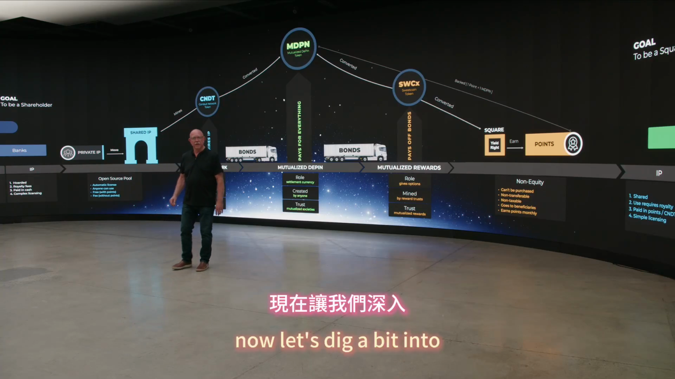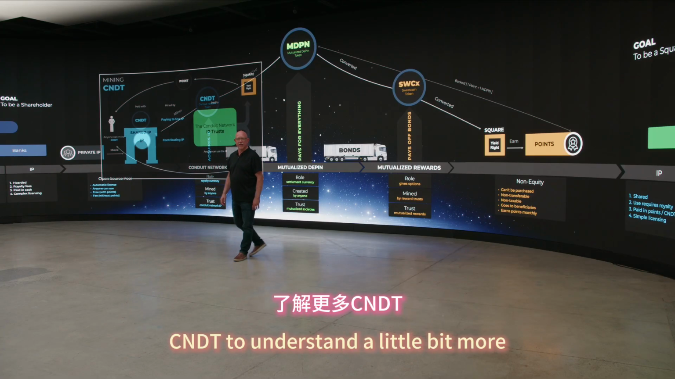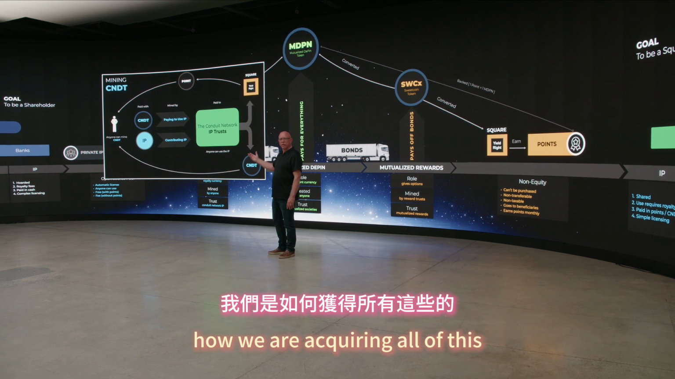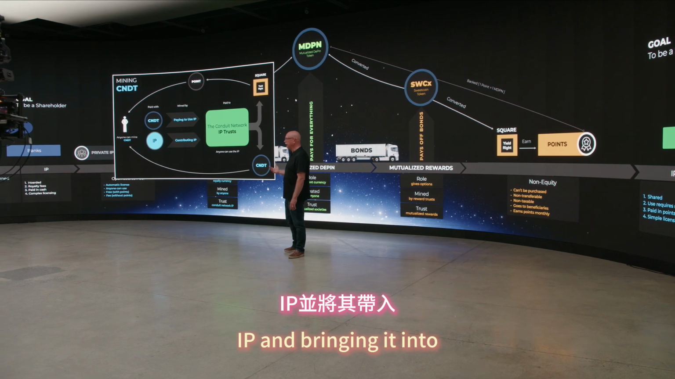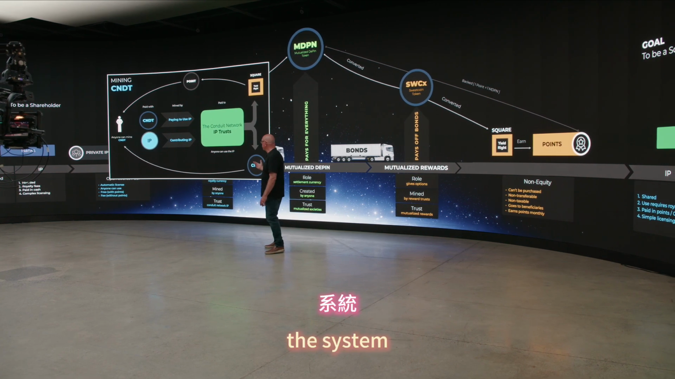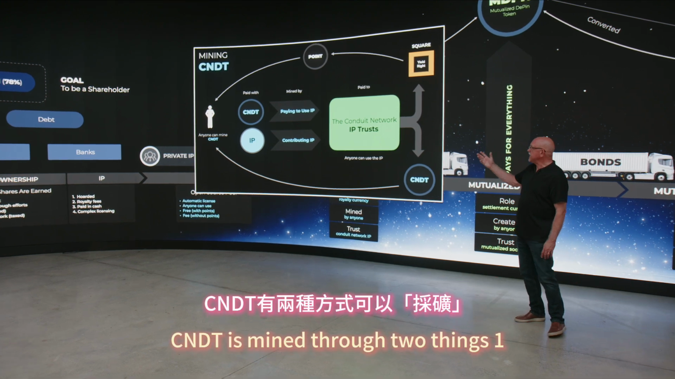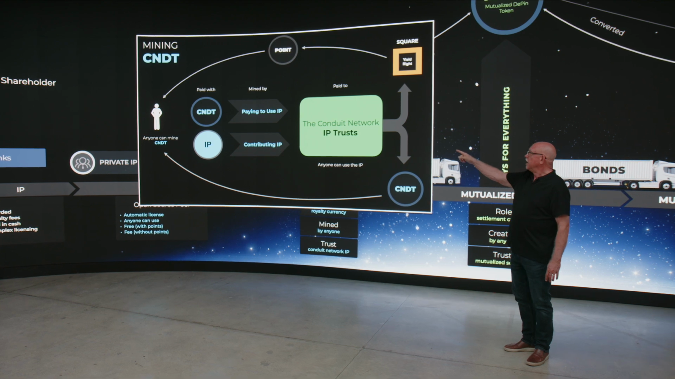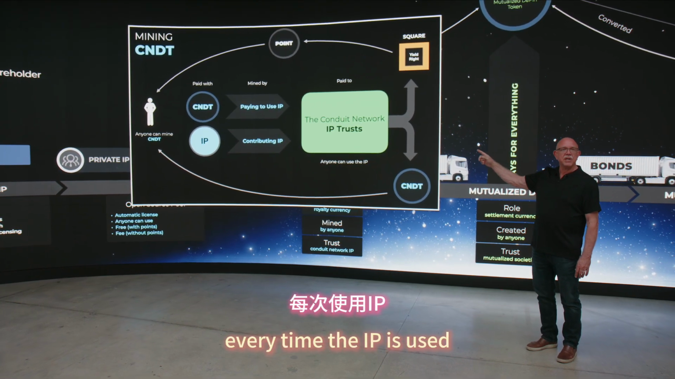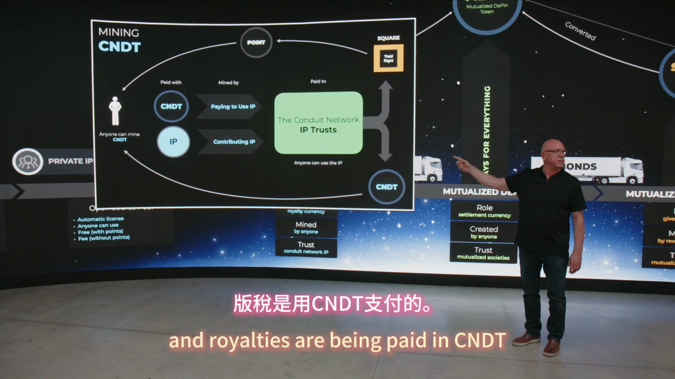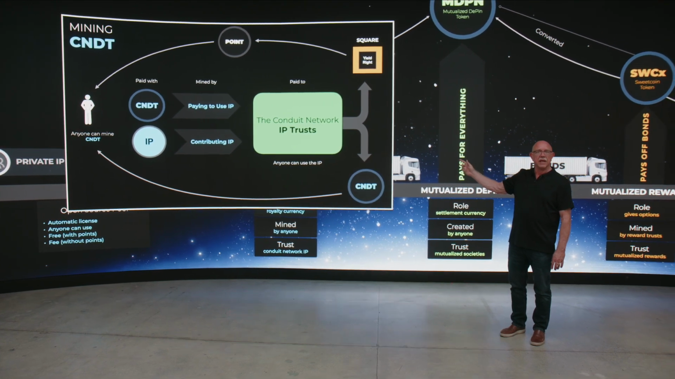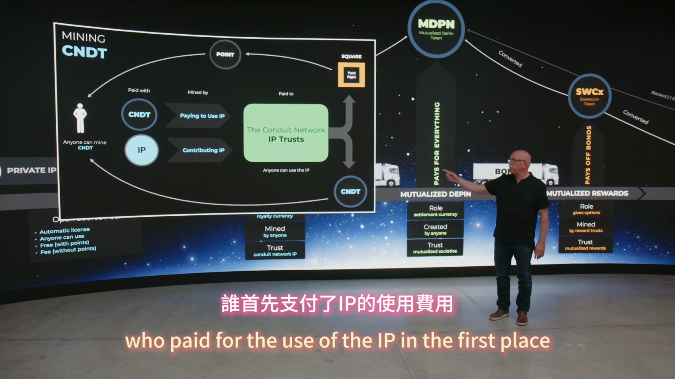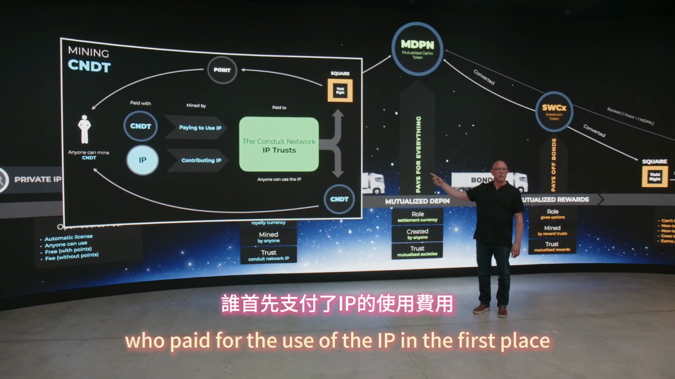Now let's dig a bit into CNDT to understand a little bit more about what is going on, how we are acquiring all of this IP and bringing it into the system. CNDT is mined through two things. One, the use of the IP. Every time the IP is used and royalties are being paid in CNDT, it actually mines more CNDT, which goes back to the party who paid for the use of the IP in the first place.